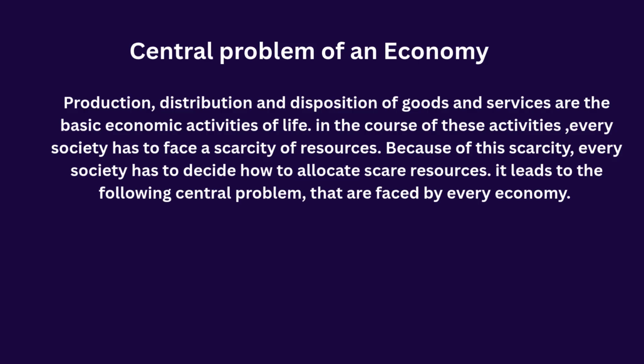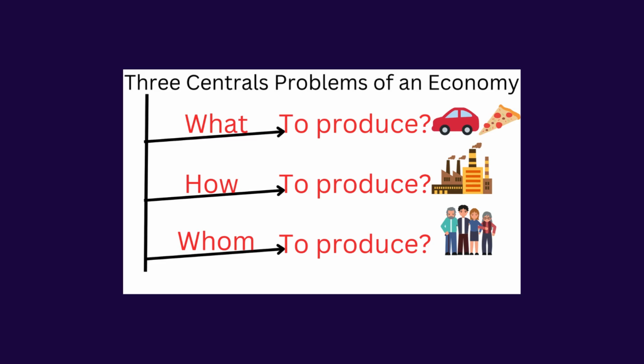So if all of them produce food, then where will people get cloth? If all of them produce cloth, then where can we get skincare products, right? So this is the central problem of economy. So what does it all mean, no? So what to produce, how to produce, and whom to produce.